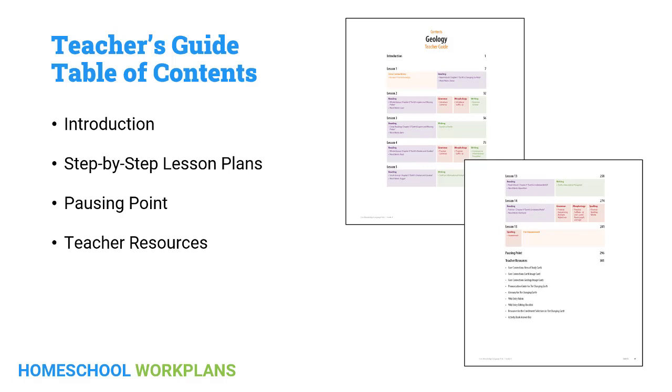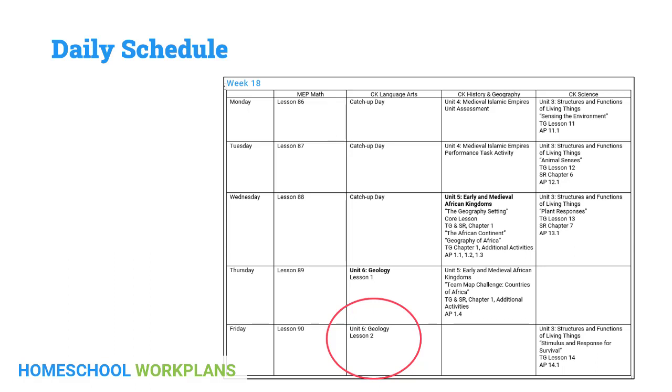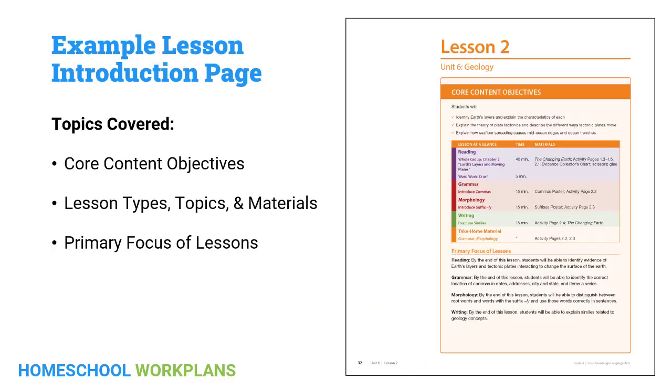We're going to take a look at Lesson 2 for this unit, so let's start by taking a quick look at that daily schedule you can download for free from my website. So here we are on the daily schedule for 4th grade, and you can see that the Unit 5 Lesson 2 is scheduled for Friday of week 18. Now, this schedule you can download has every unit for each grade scheduled out, including every lesson, pausing point days, assessment days, and even catch-up days for some grades.